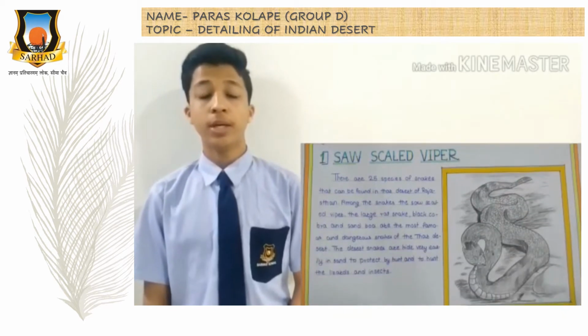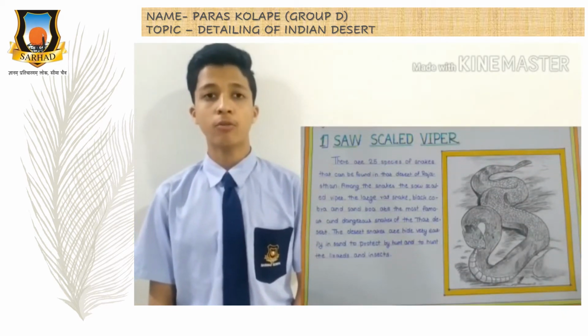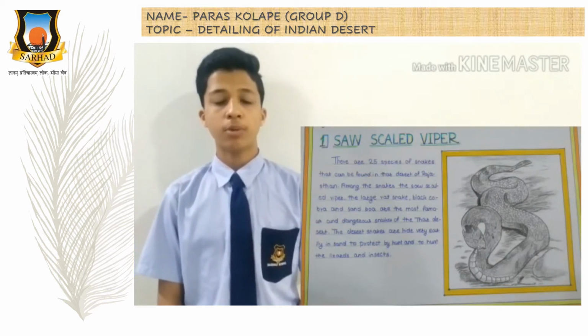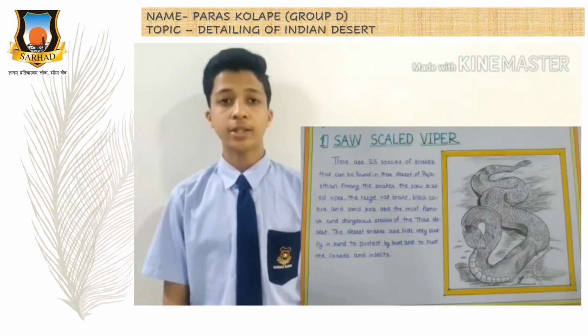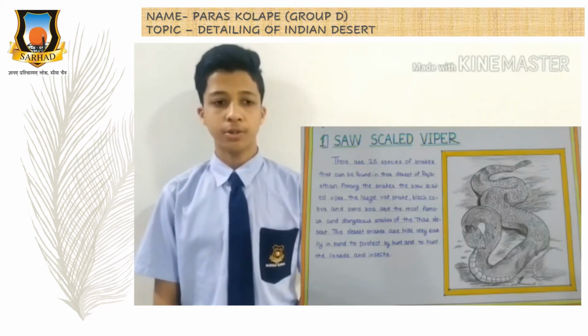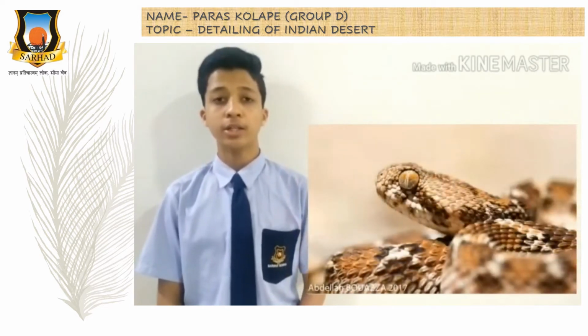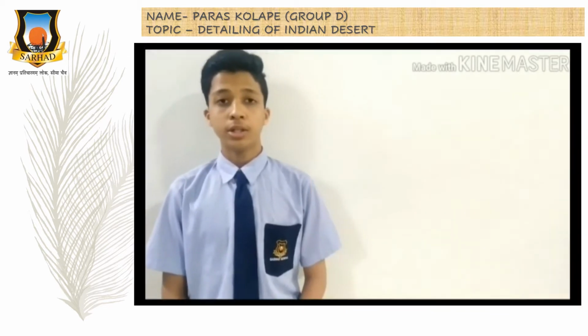So our first animal is the saw-scaled viper. There are 25 species of snakes that can be found in the Thar Desert of Rajasthan. Among the snakes, the saw-scaled viper, the large rat snake, black cobra and sand boa are the most famous and dangerous snakes which live in the Thar Desert. The desert snakes hide very easily in sand to protect themselves and to hunt lizards and insects.